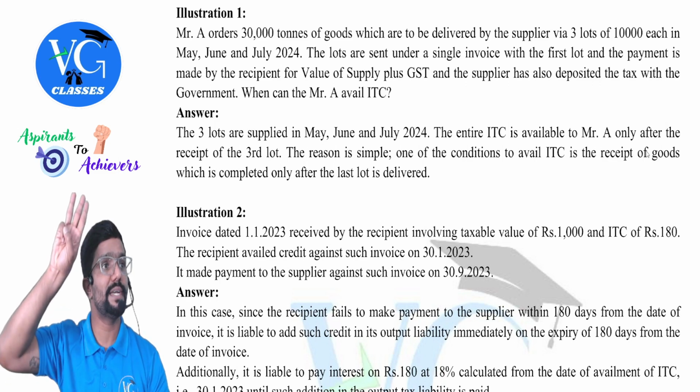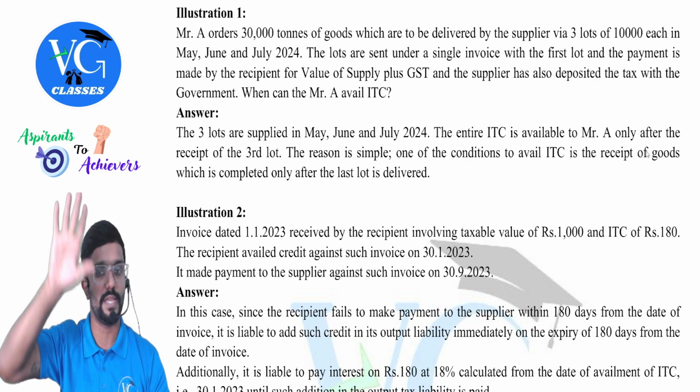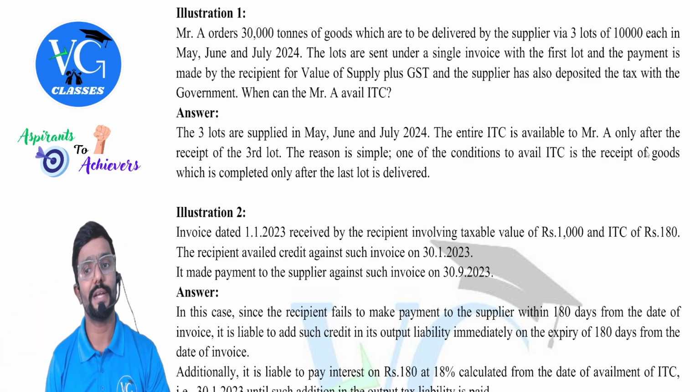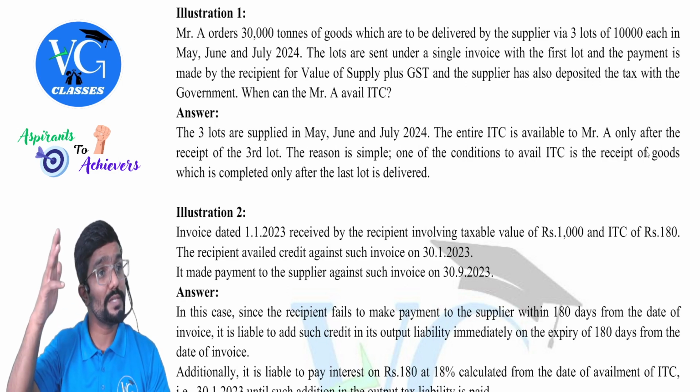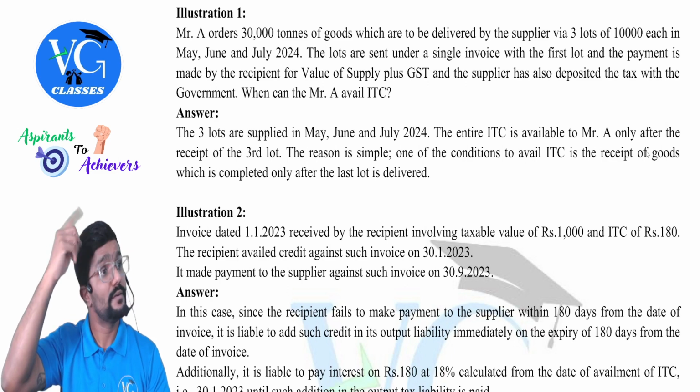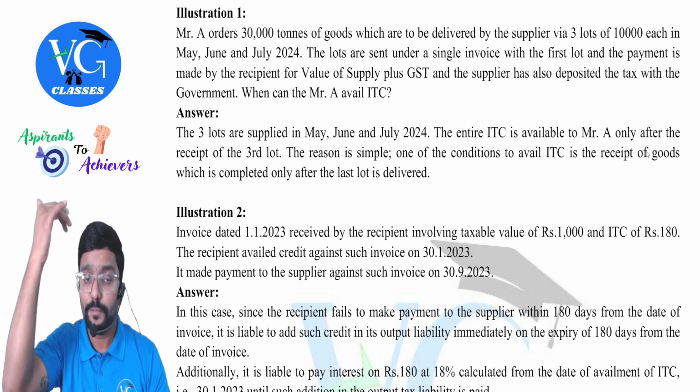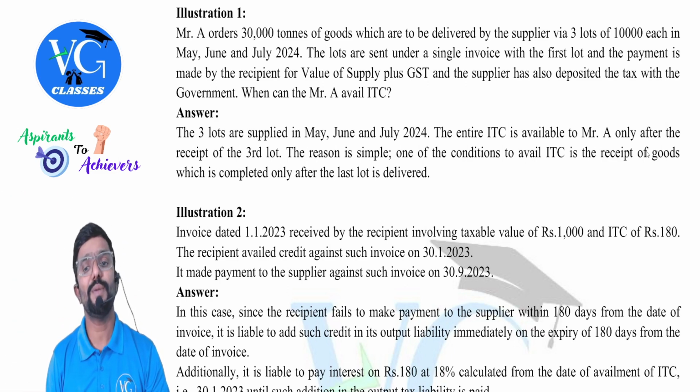Okay, that means for the entire 30,000 tons, one invoice is given with the first lot, and the payment is made by the recipient for the value of supply plus GST. The invoice for the entire 30,000 tons is sent along with the first ton itself. Even payment is made and the supplier has also deposited the tax with the government.